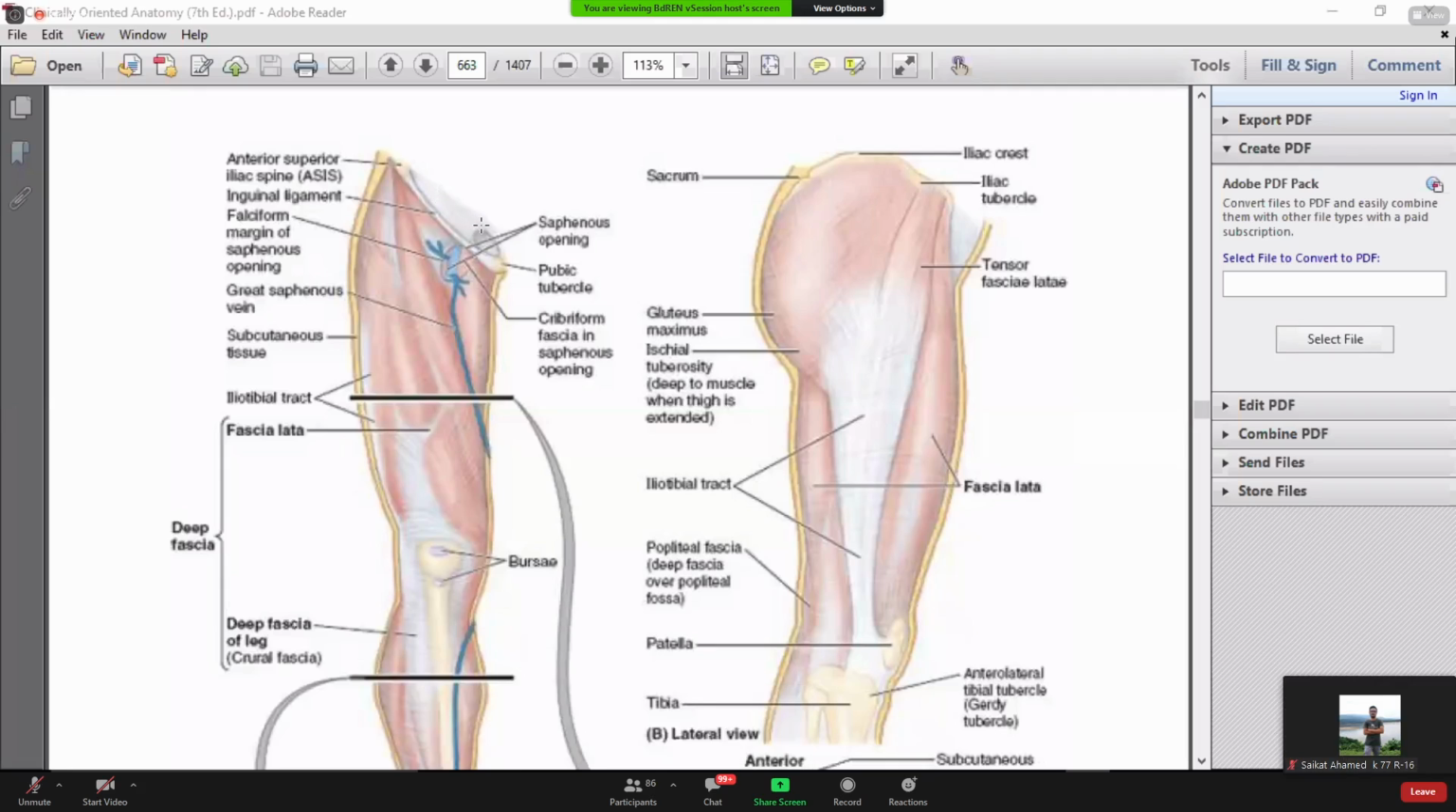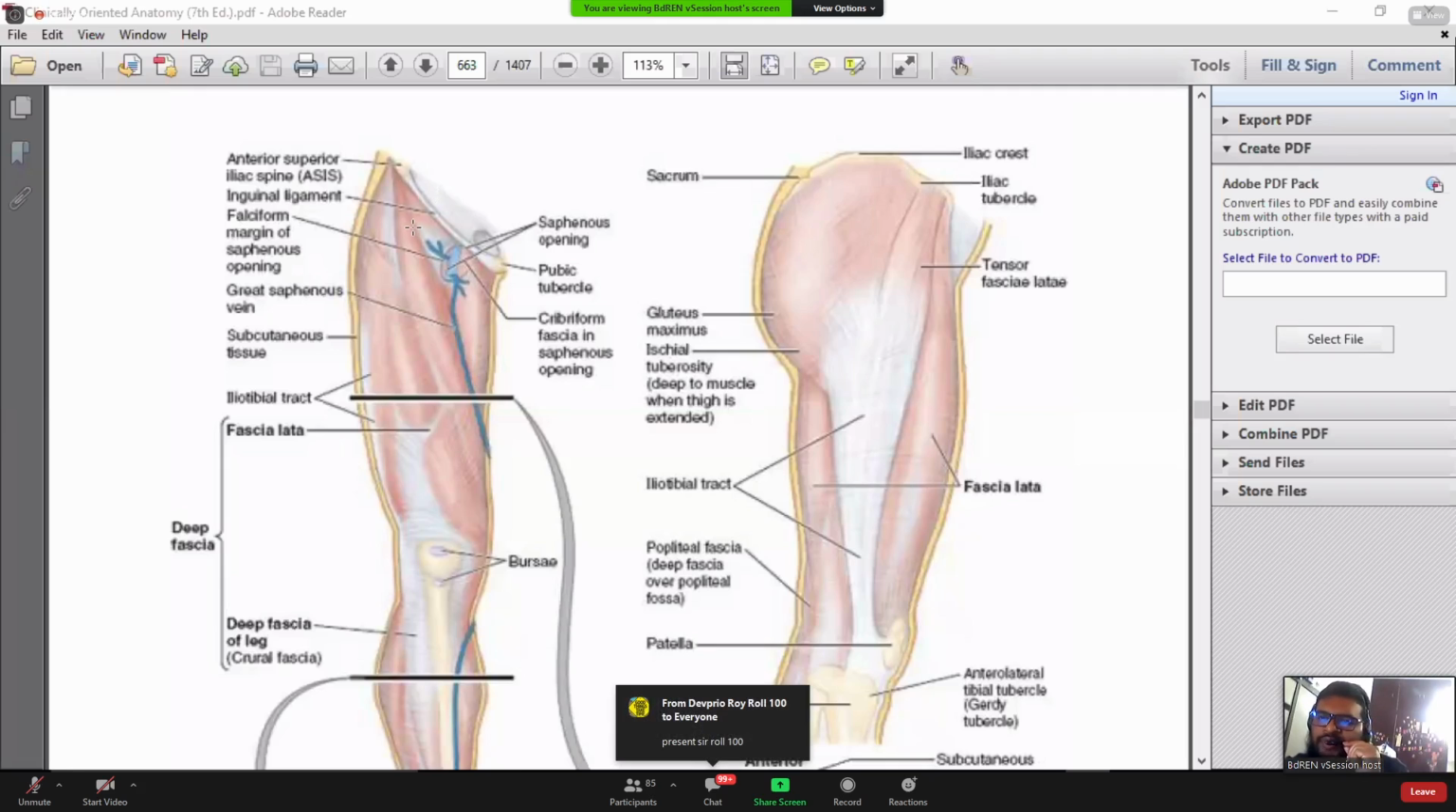You have studied it in the abdomen, so I'm not going into that. And now let us concentrate on the deep fascia of the thigh. So that is the importance of Holden's line. You have studied it in the abdomen, so I'm not going to detail it, but you have to know in detail about the deep fascia of the thigh.